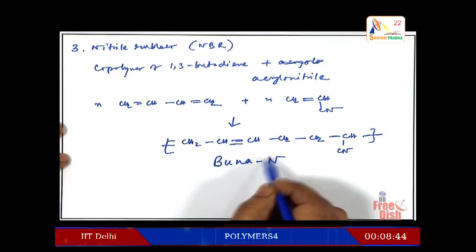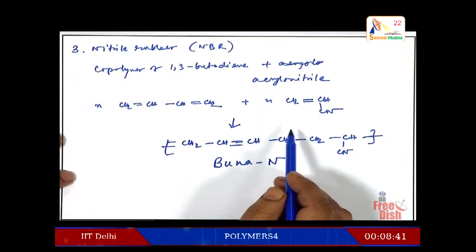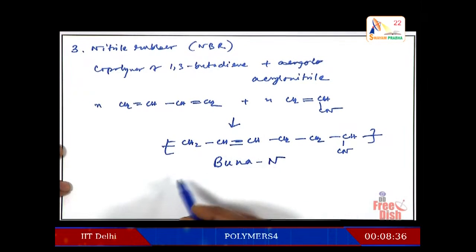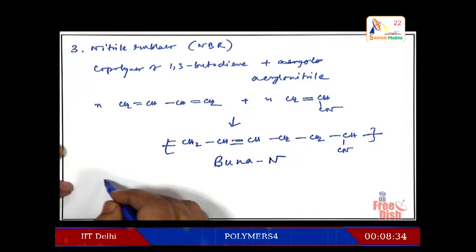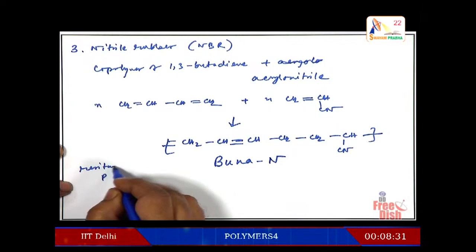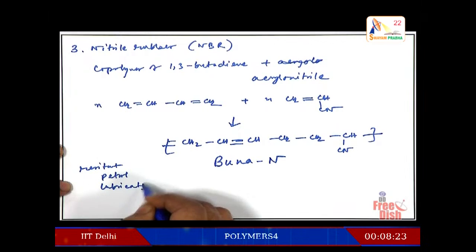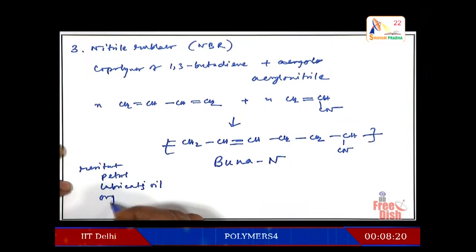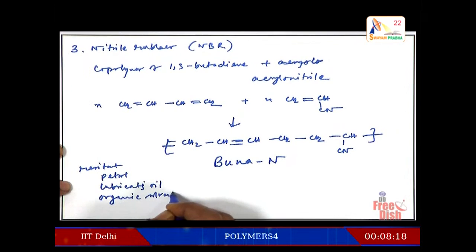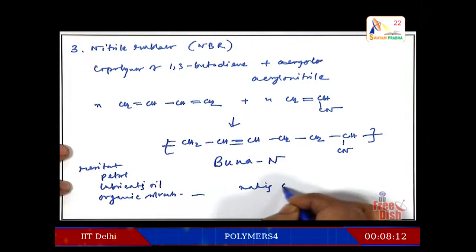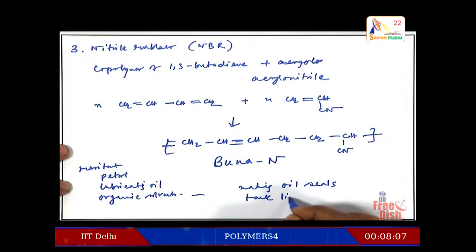So, 1,3-butadiene, N for nitrile and Na for sodium, which is used for doing this reaction. This is resistant to petrol, lubricating oil, organic solvents, and it is used for making oil seals, tank lining and so on.